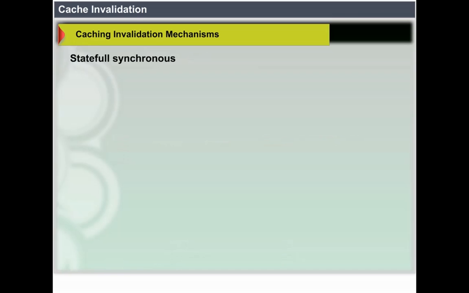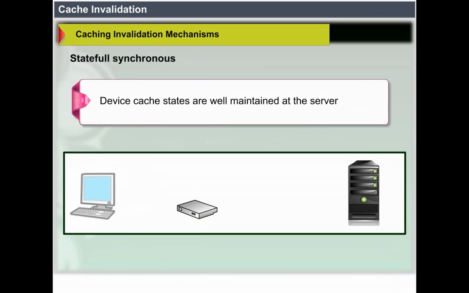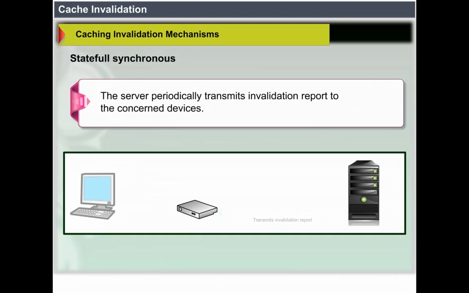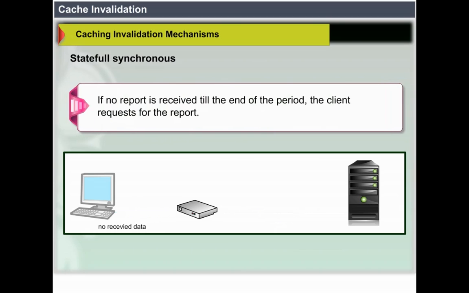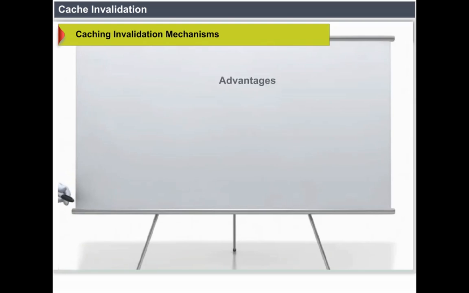Stateful synchronous. Device cache states are maintained at the server. The server periodically transmits the invalidation report to the concerned devices. The client requests new data on receiving the invalidation report and sends its new state after caching the new data. If no report is received till the end of the period, the client requests the report.